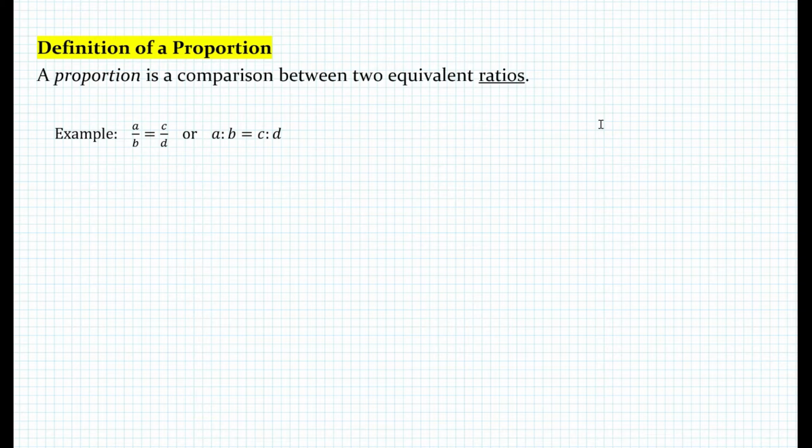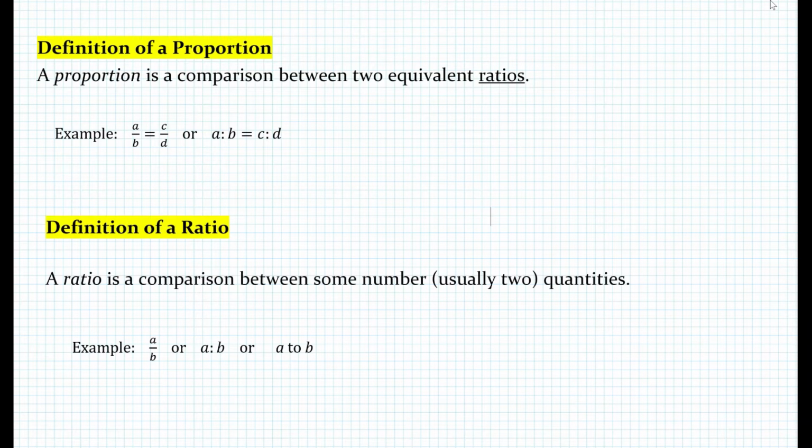For example, a over b equals c over d. Or we can simply write a to b is equal to c to d using colons, as you can see. But what are ratios? A ratio is a comparison between some number, usually 2, of quantities. An example is a over b, or a to b, again using a colon, or simply written out as a to b.